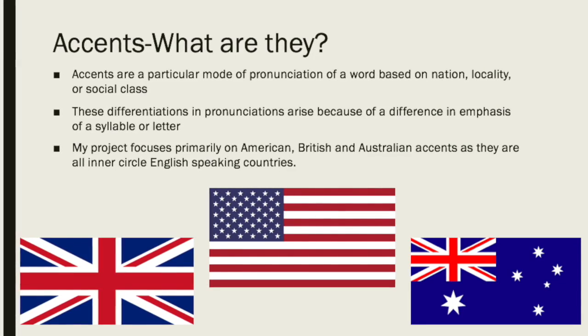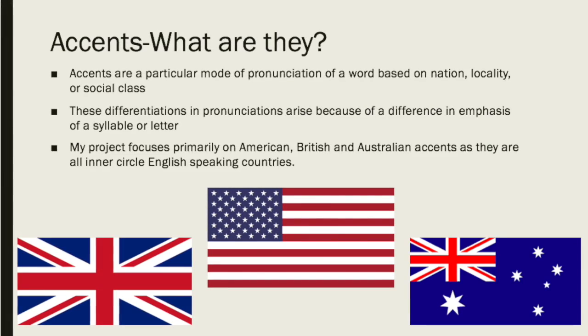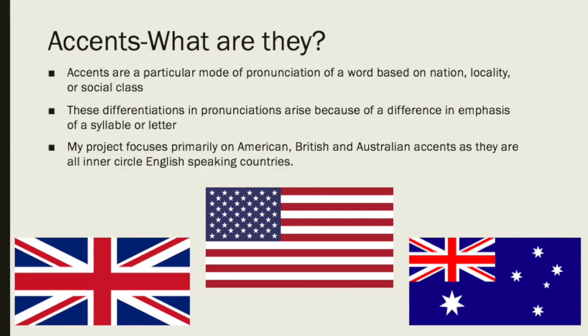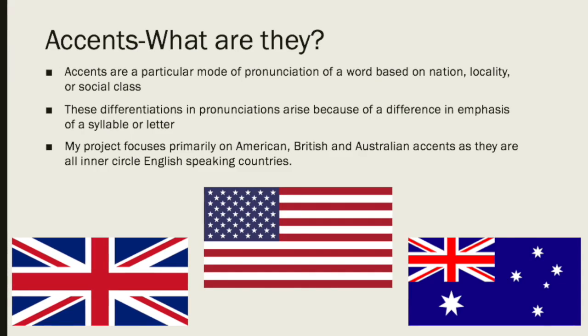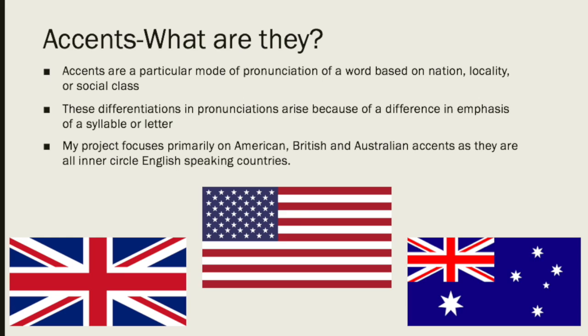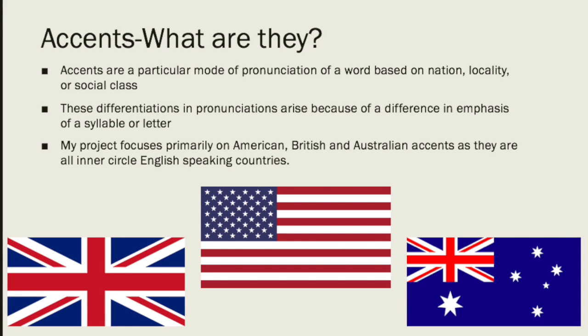My project focuses primarily on American, British, and Australian accents as they're all in the inner circle of English speaking countries. An inner circle English speaking country is defined as one of the original countries, which influence others based on the widespread use of the language through colonization or the media. And this actually lines up perfectly with the Module 5 video from our semester.